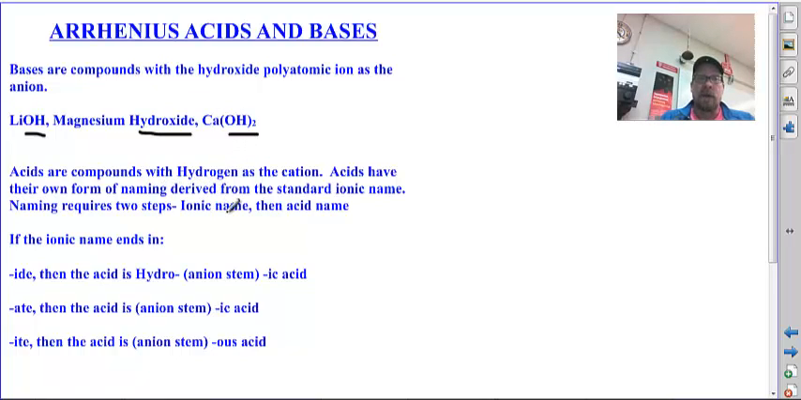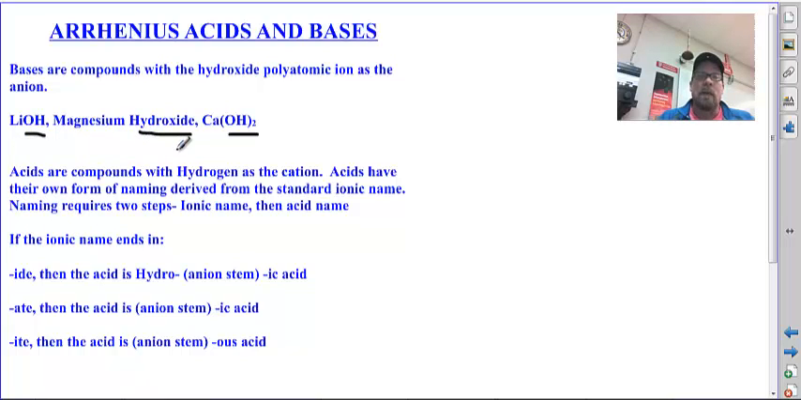For acids, according to Arrhenius, the cation was hydrogen. And the reason Arrhenius started that is that if you mixed an acid and base, they would neutralize each other, because the hydrogen would combine with the hydroxide in a chemical reaction and make water. Acids are a little more complicated in their naming, but let's start with bases.